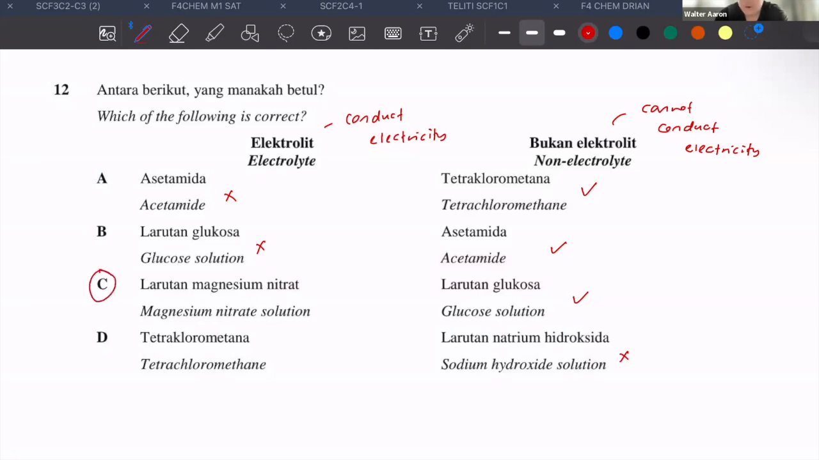Magnesium nitrate. Why? Magnesium nitrate is made up of magnesium ion and also nitrate ion. So ions are charged particles which can conduct electricity, while the glucose solution here cannot, right? So therefore, it matches electrolyte versus non-electrolyte. So the answer here will be C for number 12.